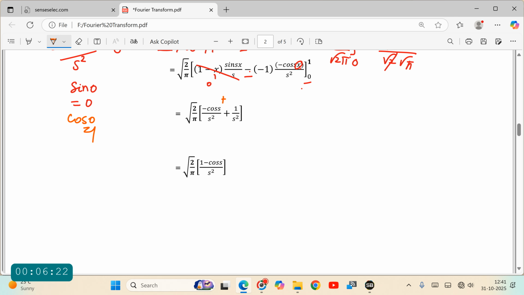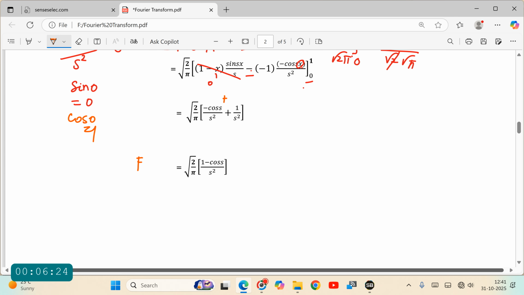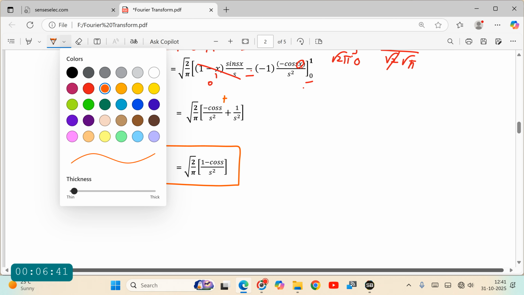What is the value for Fourier transform? The symbol of Fourier transform is F of s. So the value of F of s is equal to root 2 by pi times (1 minus cos s) by s square. One part of the problem is completed. Now come to the second part. What is our second part we need to prove? The second part is to find the inverse Fourier transform.